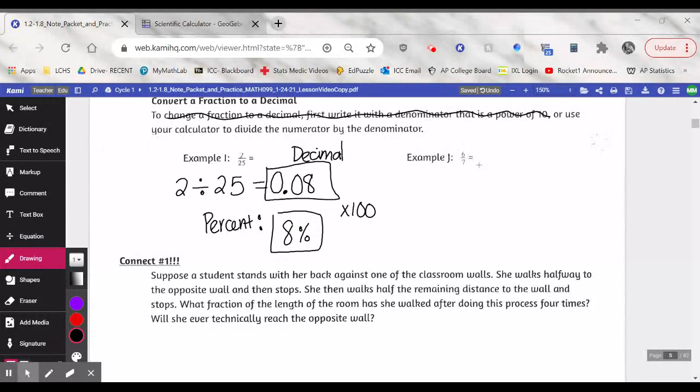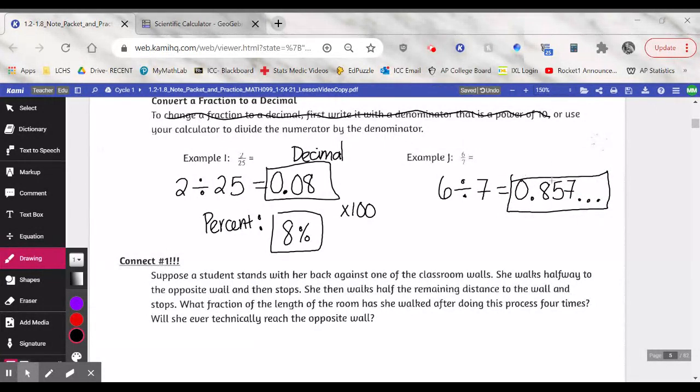For 6 divided by 7, we're going to do 6 divided by 7. We end up with 0.857. It kind of continues for a while. I'm just going to leave it like that for now.